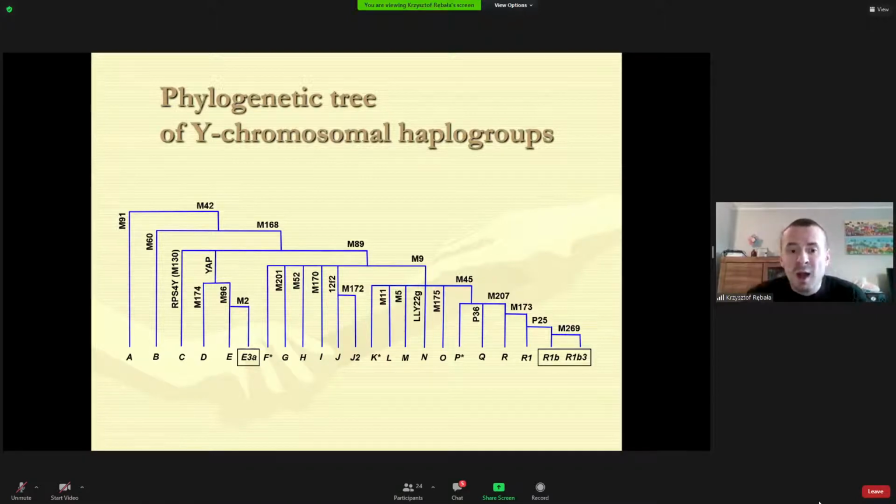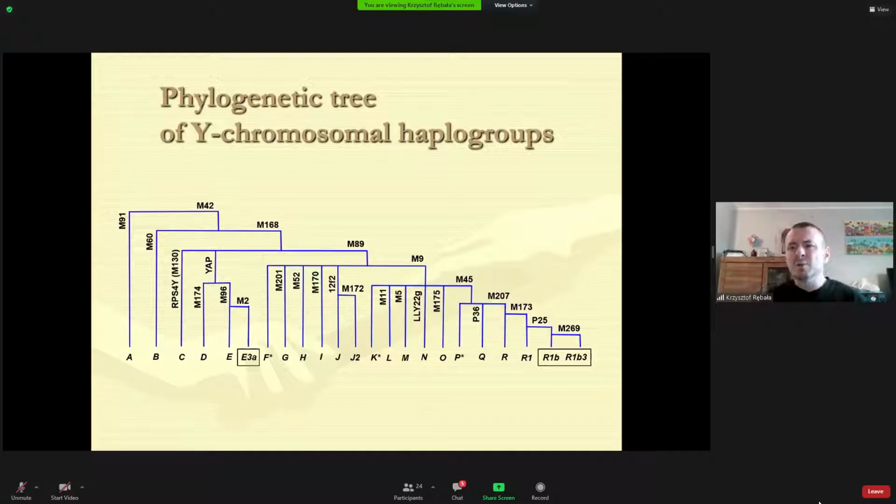Haplogroup I is found in Europe. J is found, for example, in high frequencies in Semitic populations, but also in other populations. N is found in Northern Eurasia. Q is typical for Native Americans. And haplogroup R is found in Eurasia. But this is just a very basic tree.